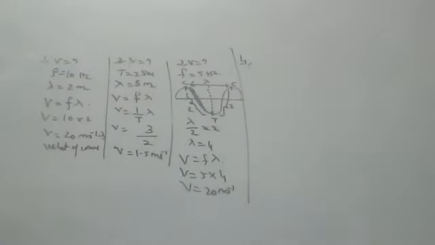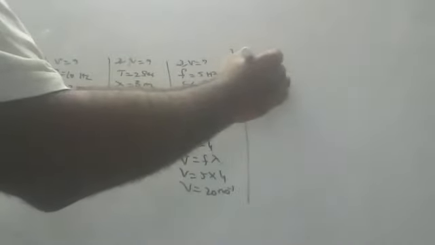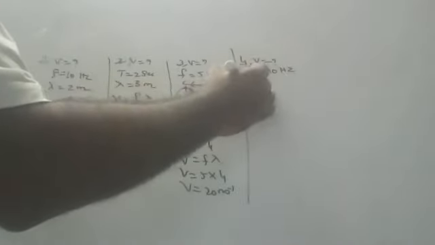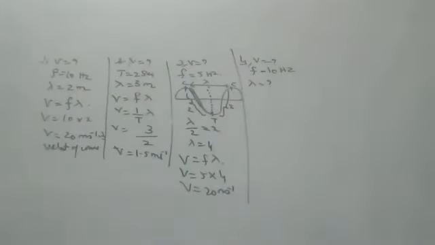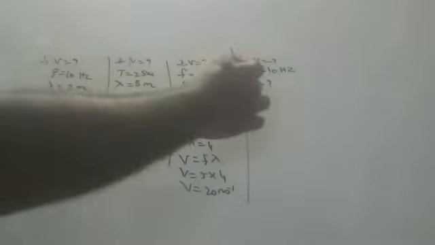Fourth question. What is the velocity of wave whose distance between 10 crests is 20 meters and frequency is 10 hertz? Frequency is 10 hertz, children. They gave 10 hertz. And wavelength, directly they did not give, children. They gave distance between 10 crests.